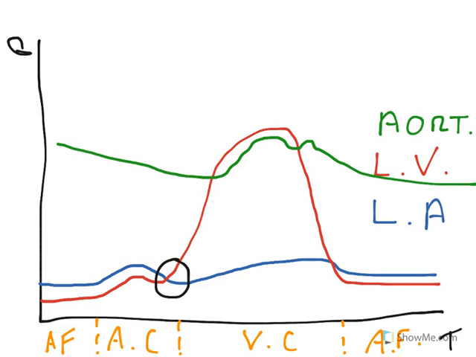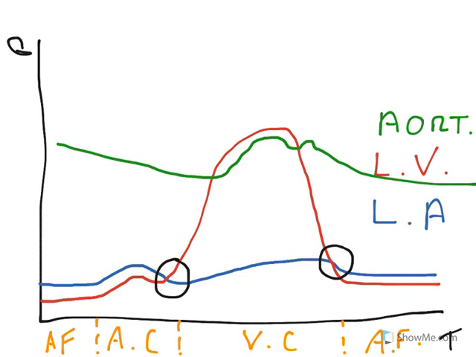At the opposite end, at this point here, you'll notice that the change in pressures is the opposite, i.e. this is the point at which the pressure in the left atrium exceeds the pressure in the left ventricle. And so this is the point at which the mitral valve opens, allowing the ventricles to fill from the atria.